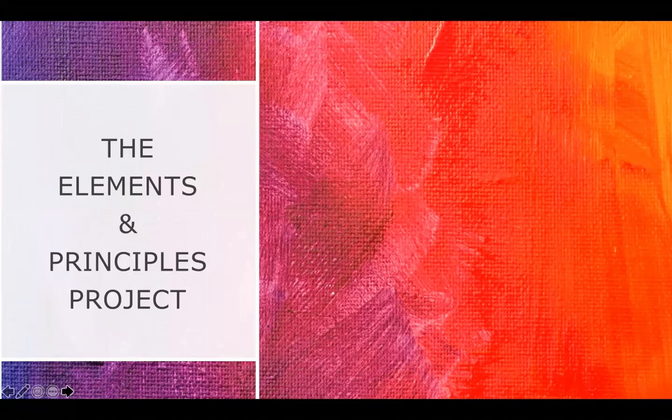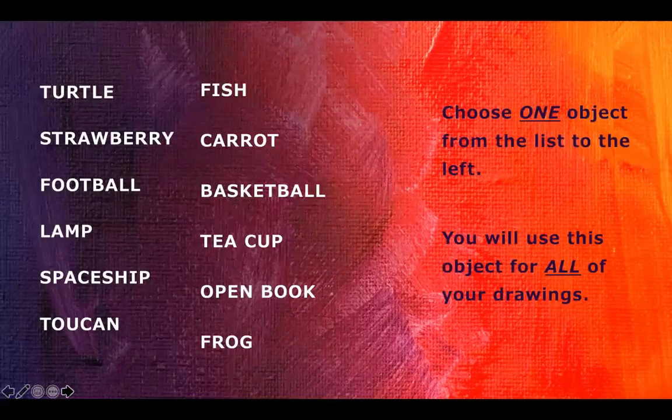We are about to begin the Elements and Principles project. For this project, I want you to choose one object from the list to the left. You have your choice of turtle, strawberry, football, lamp, spaceship, toucan, which is a type of bird, the one that's on the Fruit Loops box, fish, carrot, basketball, teacup, an open book, or a frog. Whatever you choose, you will use for all of your drawings.